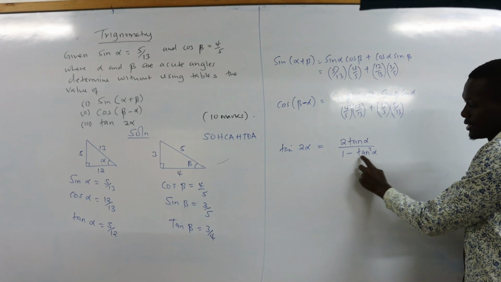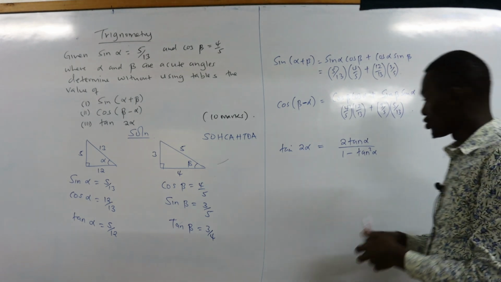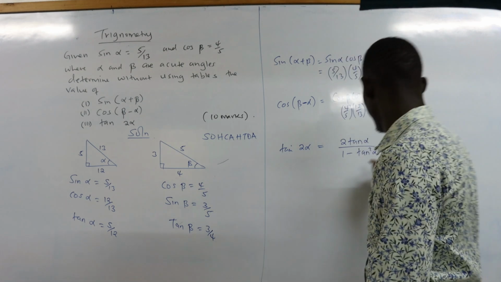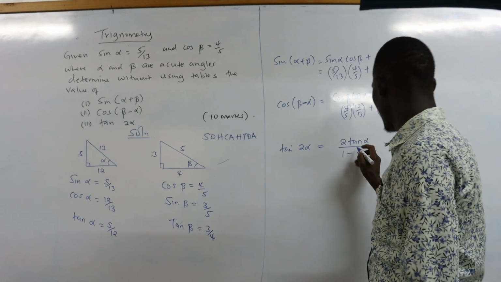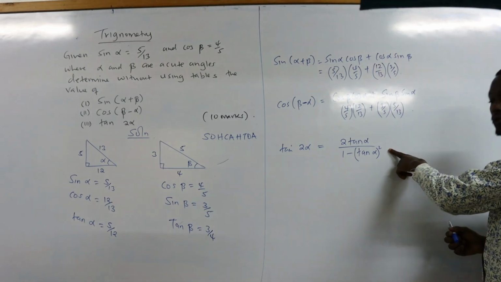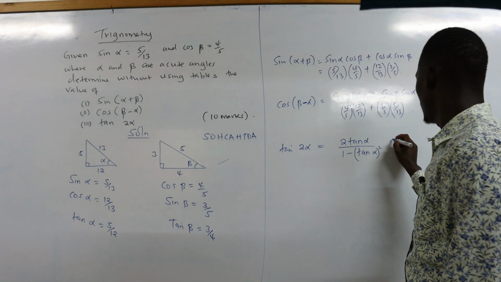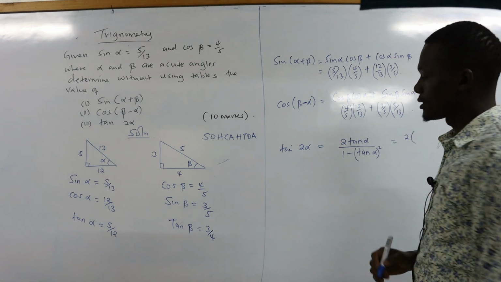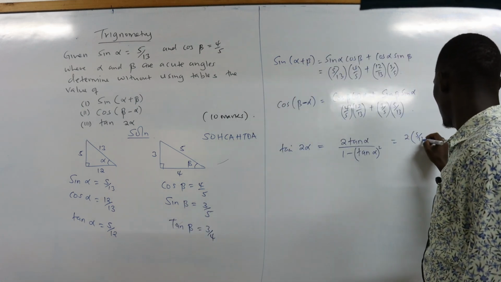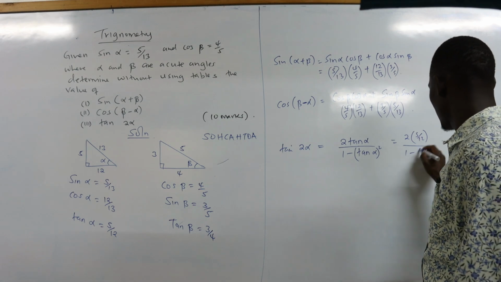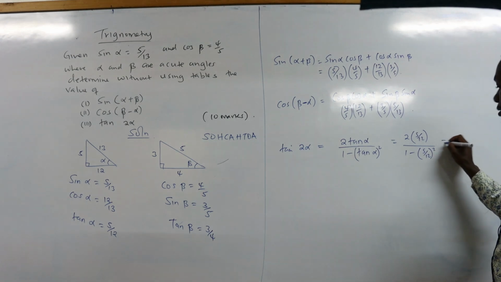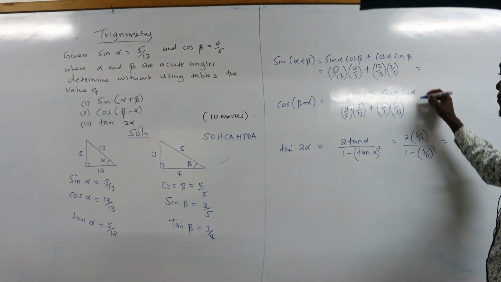It is supposed to be tan squared of alpha, but we know if we have a square here, we can always take it outside. So I can take this one outside and write this as tan alpha, then you have the square outside. So therefore, we shall have 2 times, what is the tan of alpha? It is 5/12, in brackets, then 1 minus, in brackets, 5/12 in brackets squared. Then all that, when you work them out, gives you your outcome.